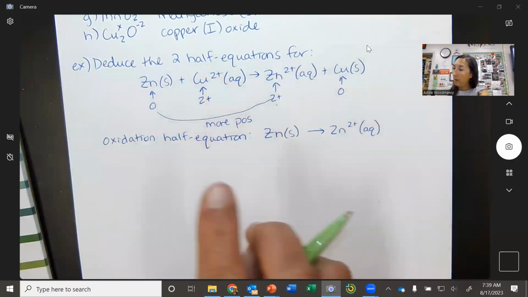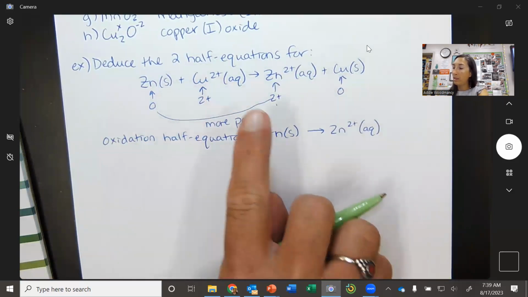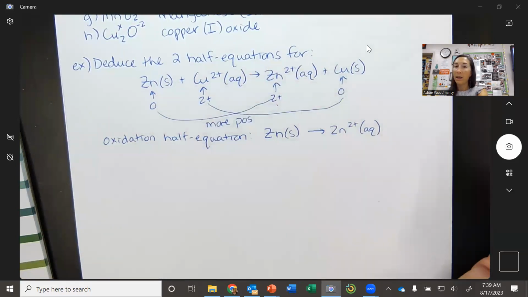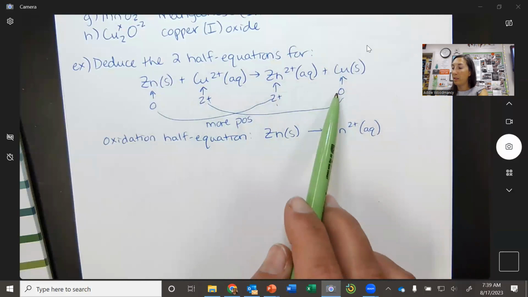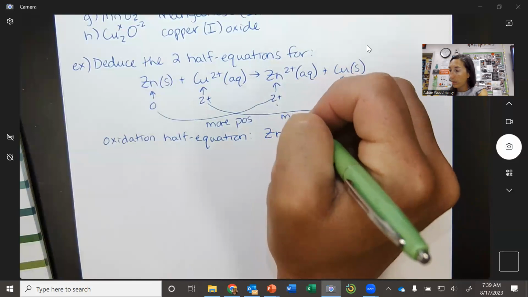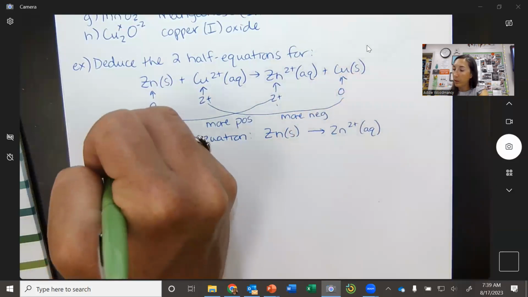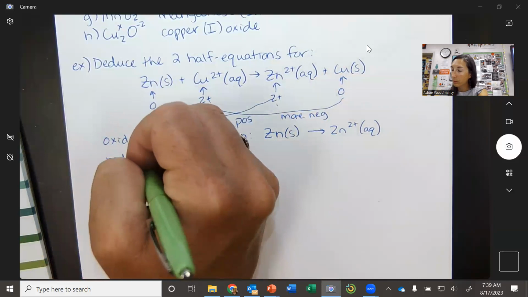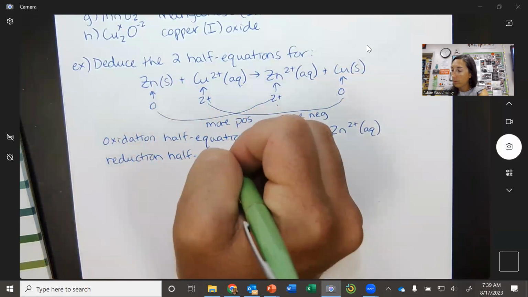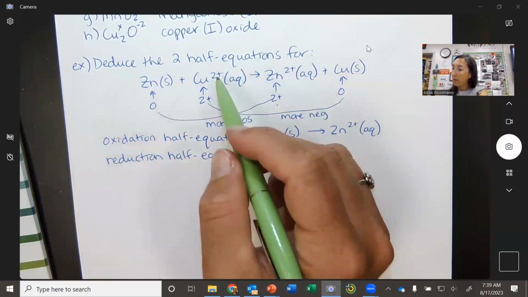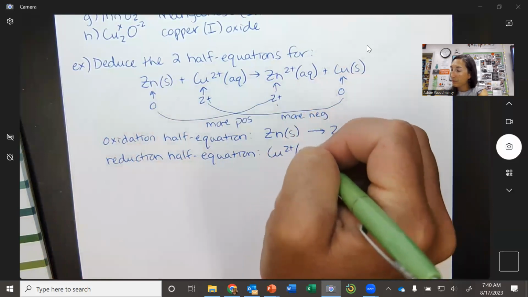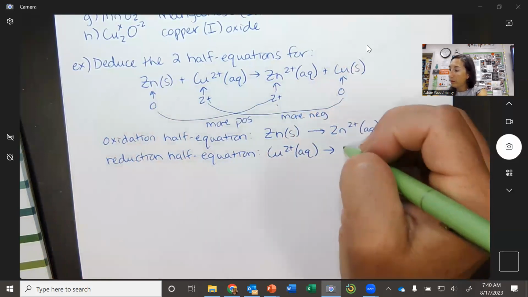Now, copper, if zinc is undergoing oxidation, copper should be undergoing reduction, which if you look at the oxidation states, it's going from 2+ to 0. So it's being reduced. So that is your more negative, that is your reduction half equation. So we have copper 2+ on the left-hand side, so that's going to stay on the left-hand side. And copper solid on the right-hand side.